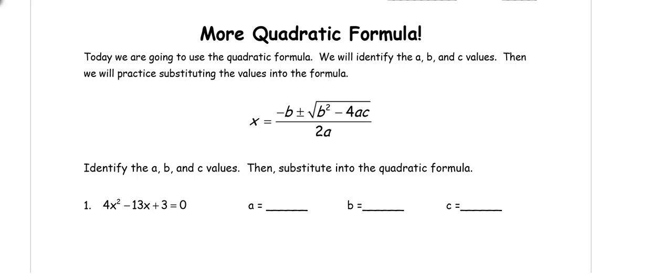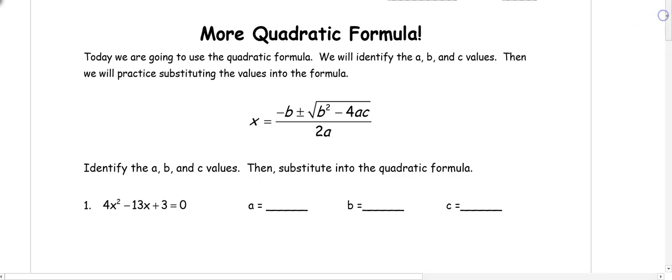This video is about the quadratic formula. All we're going to do today is practice substituting into the formula before we actually use it to solve. So remember that the quadratic formula is x equals negative b plus or minus square root of b squared minus 4ac all over 2a.